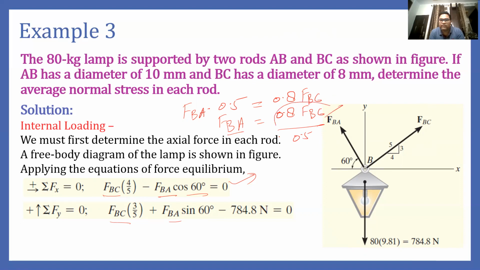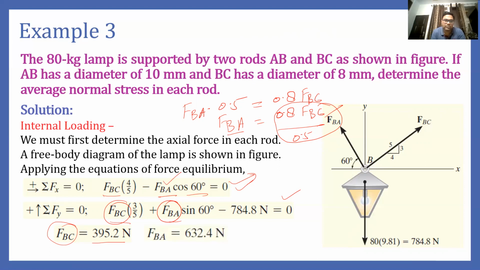Now we can write this value in place of FBA, and with this we can easily find the value of FBC. By solving this, the value of FBC is 395.2 Newton. Similarly, once we find the value of FBC, we can put it in either the first equation or the second equation, and then we can find the value of FBA also. By doing so, FBA is 632.4 Newton. So now we have found the force in bars BA and BC.